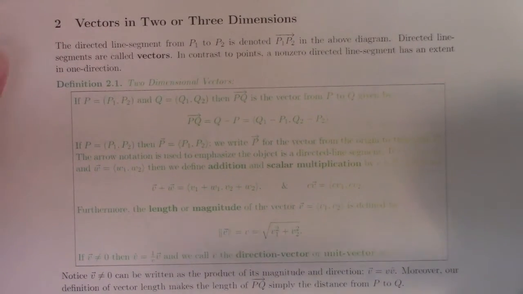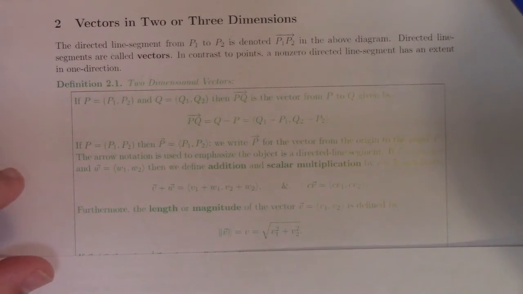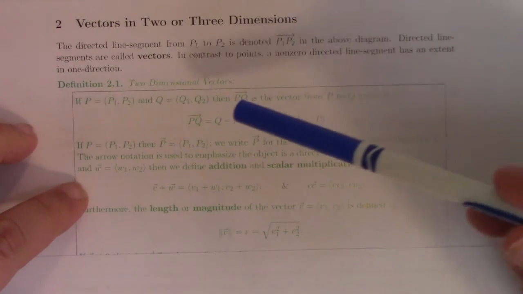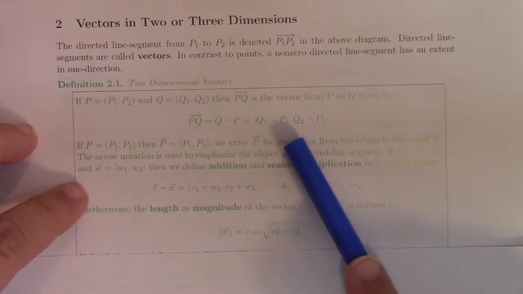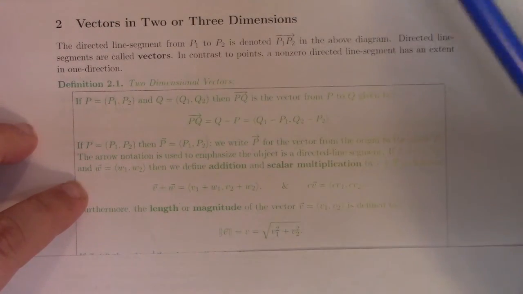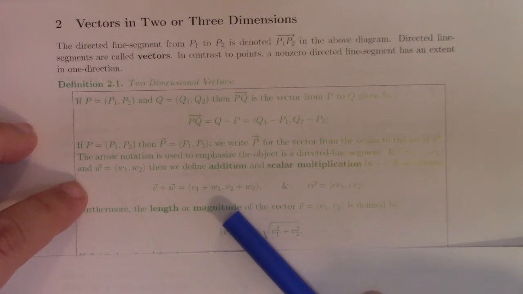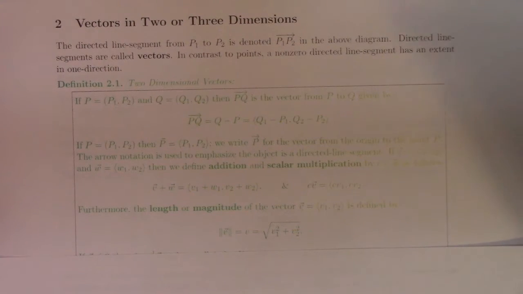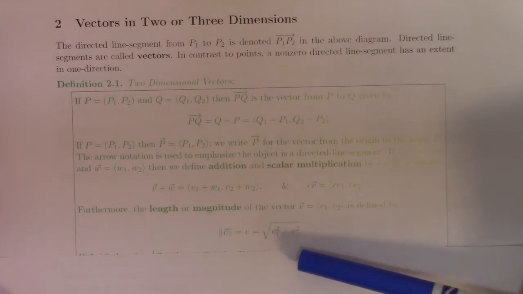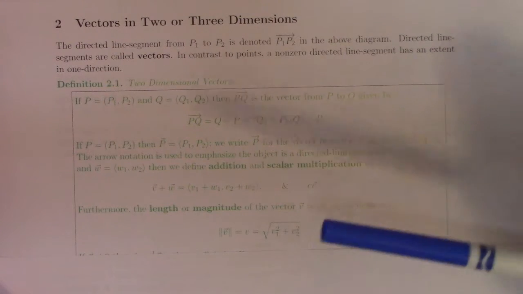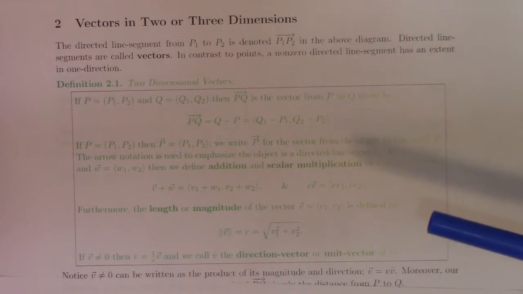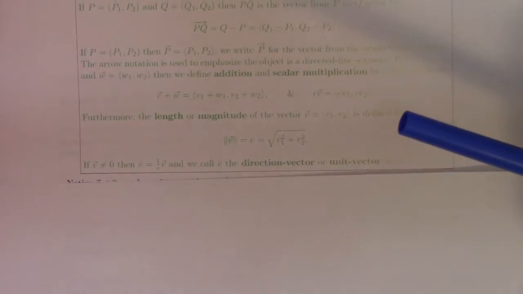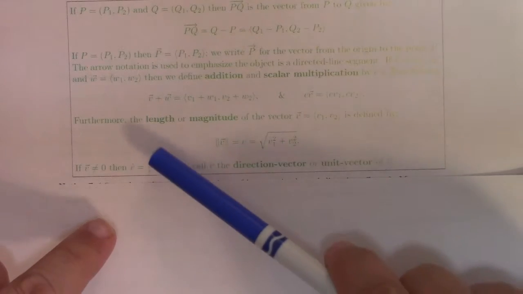Now vectors, on the other hand, vectors connect points, right? A vector you could think of first as a directed line segment. So the vector from P to Q is given by Q minus P. We take the difference of the components. We can define addition by adding the components. We can define scalar multiplication by multiplying the components. The length is the square root of the sum of the squares of the components of the vector. And we define the unit vector by taking the vector and rescaling it by multiplying it by 1 over its length.